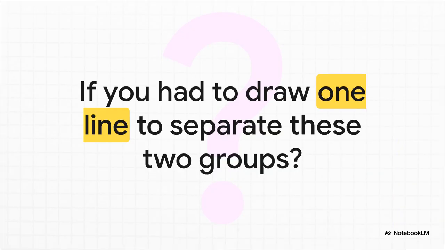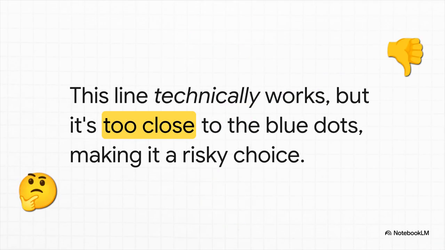Okay, so let's just jump right in with a puzzle. Take a look at these two clusters of dots, the reds and the blues. If you had to draw just one single line to separate them, where would you draw it? I mean, you could draw a line right here. And yeah, technically it works. All the blues are on one side, all the reds are on the other. But it feels a little tight, doesn't it? It's really hugging those blue dots.